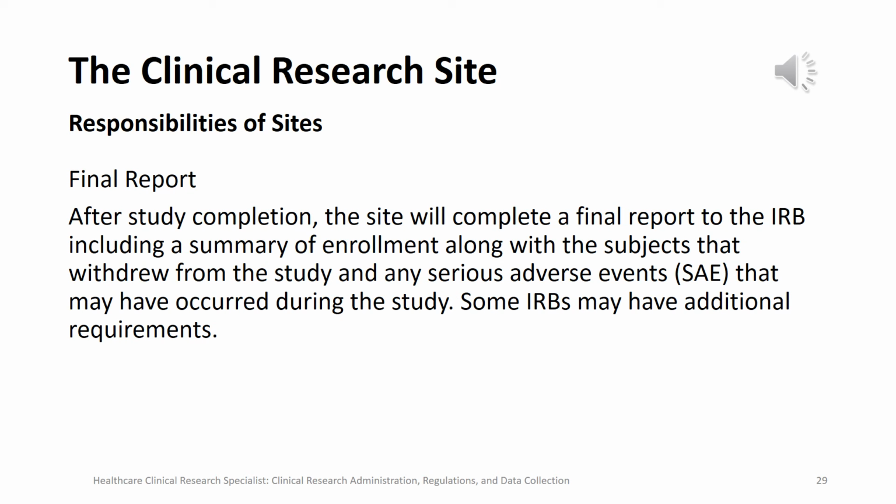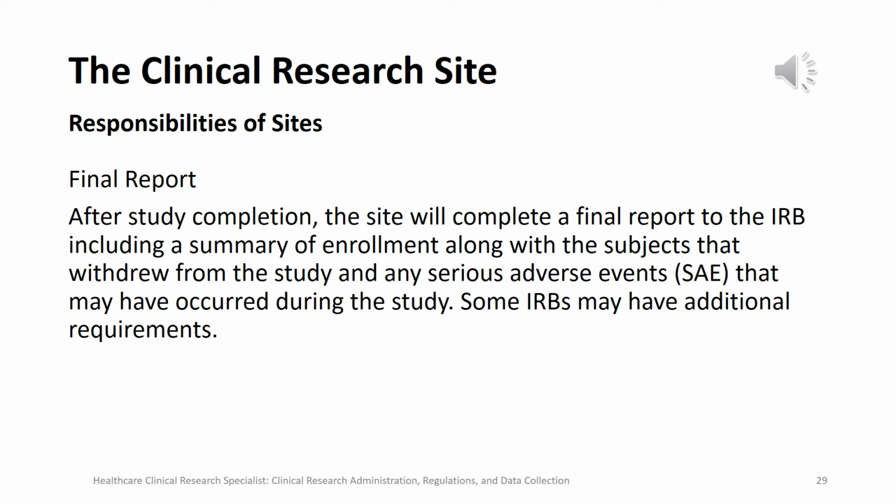So once we complete our closeout visit, there are going to be some responsibilities of the site beyond that point. For example, one of the things that they're going to have to do is complete their final report. So after they've completed everything, the site's going to complete their final report to the IRB. It's going to include a summary of enrollment along with the subjects that withdrew from the study and any serious adverse events that may have occurred during the study.